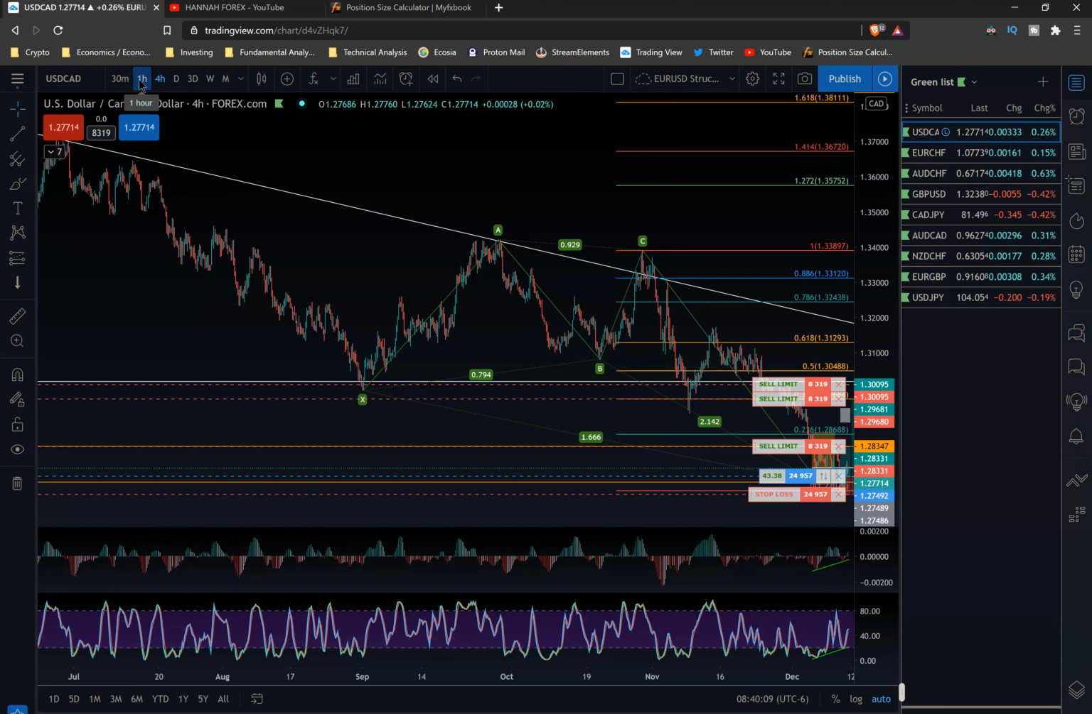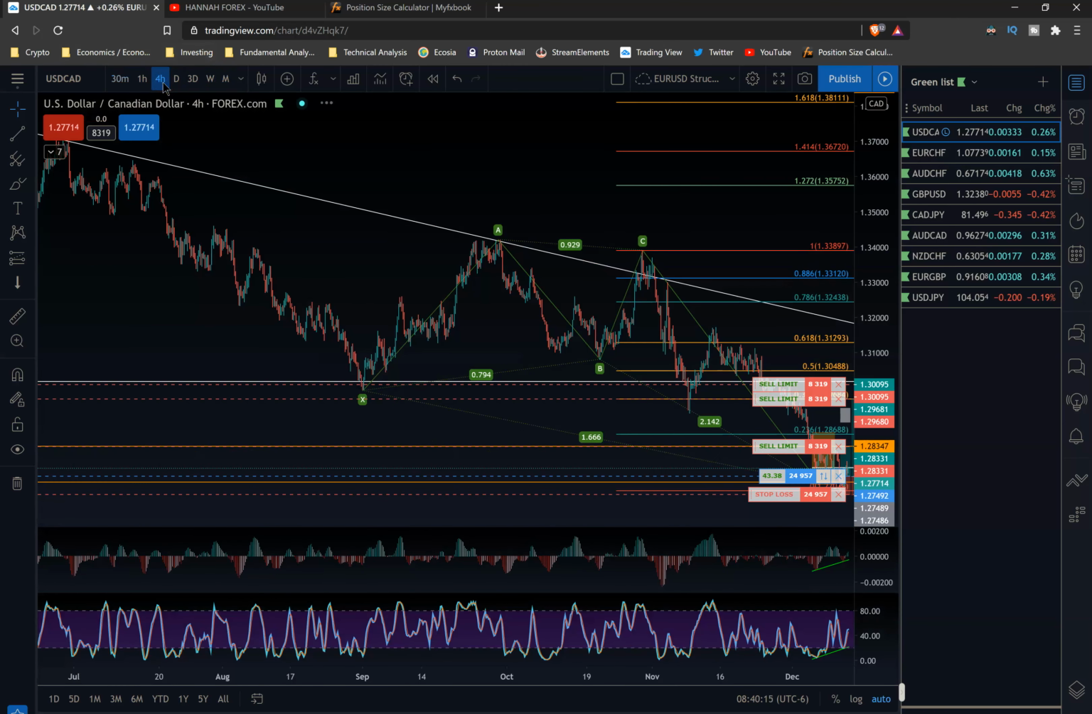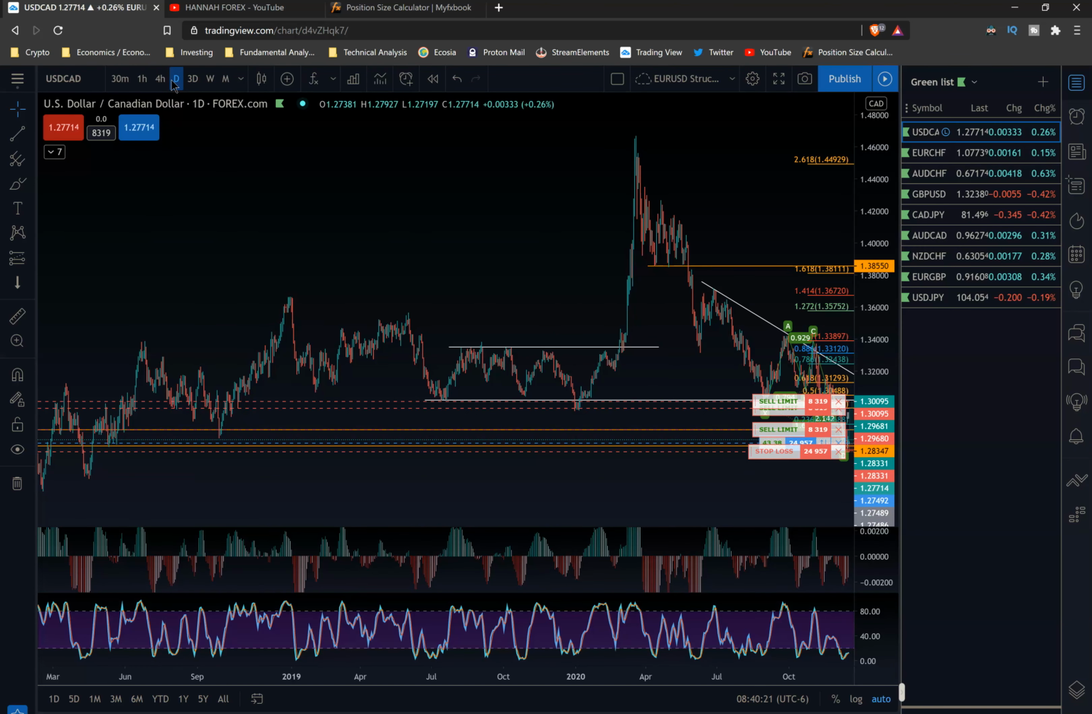I currently have a trade in right now for dollar CAD. Let's go down to the 30-minute. If you don't know me, I normally trade from the 4-hour and the daily. Those are the main two time frames that I look at when I want to place a trade.